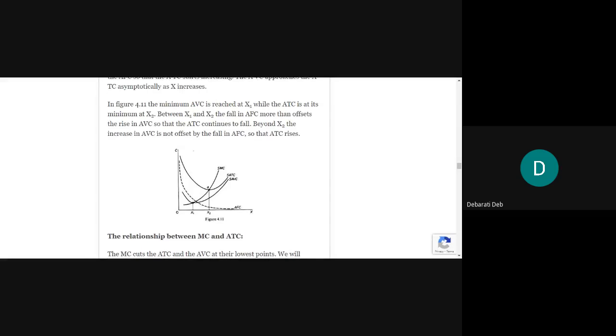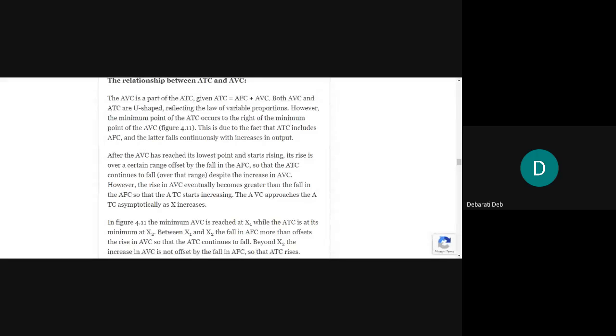So x1, x2. First, you will draw only two curves, SATC and SAVC. SATC's minimum point will be towards the right of the minimum point of SAVC. This is due to the fact that ATC includes AFC also, and the latter falls continuously with increases in output.